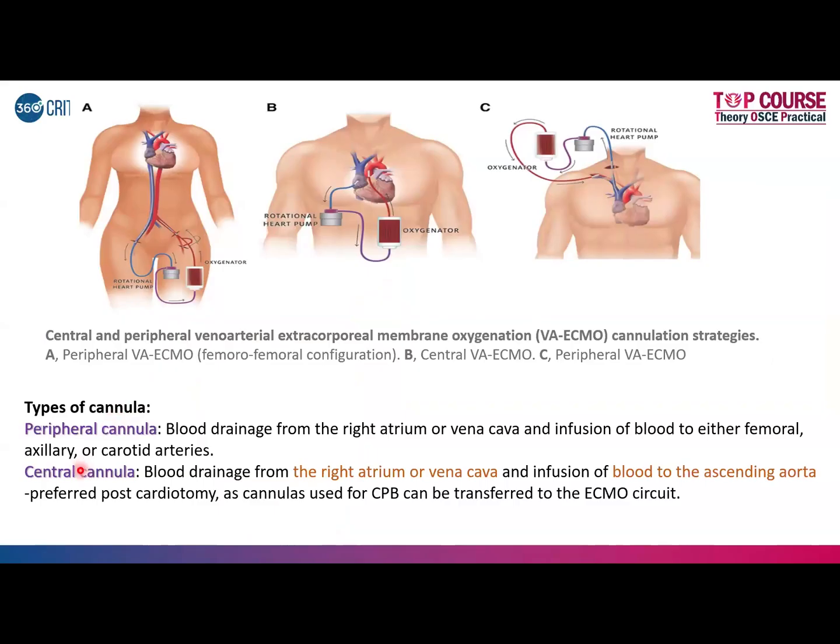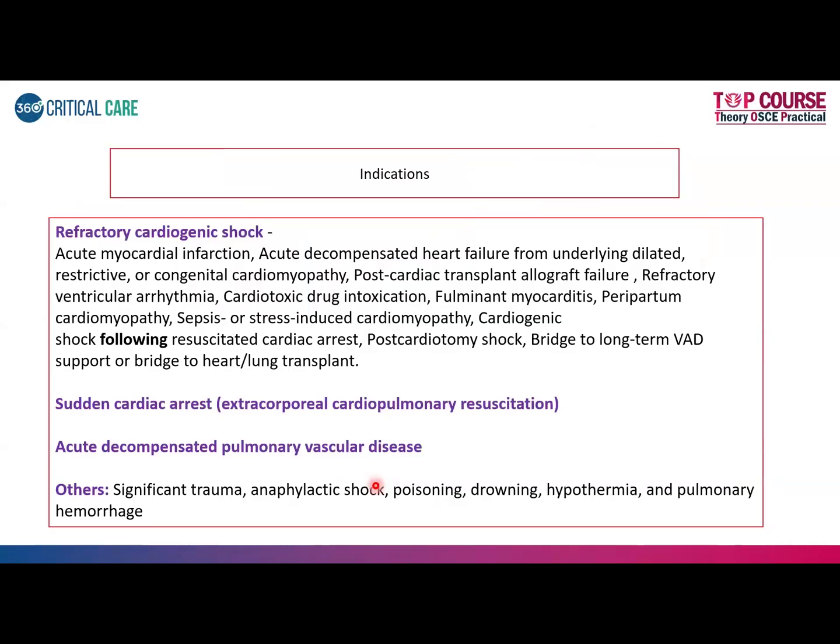One is a peripheral cannula, the other is a central cannula. The peripheral cannula drainage is from the right atrium or vena cava, and infusion is into any one of the peripheral vessels. But the central cannula directly drains from the right atrium or the vena cava, and the direct infusion is into the ascending aorta. This is preferred post cardiotomy, as cannulas used for CPB can directly be transferred into the ECMO circuit. Indications: any indication for a refractory cardiogenic shock.